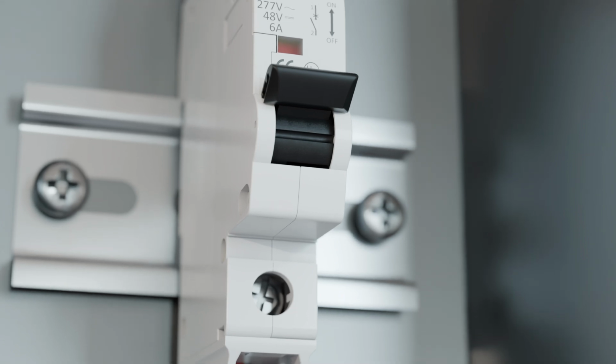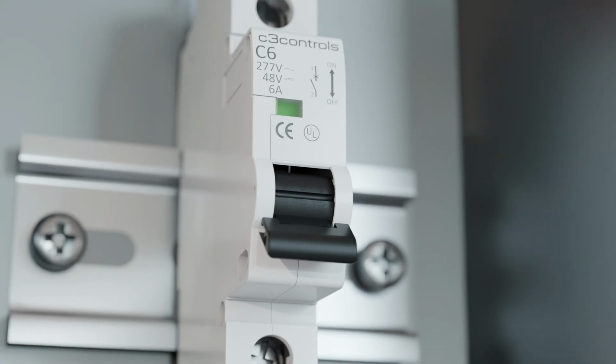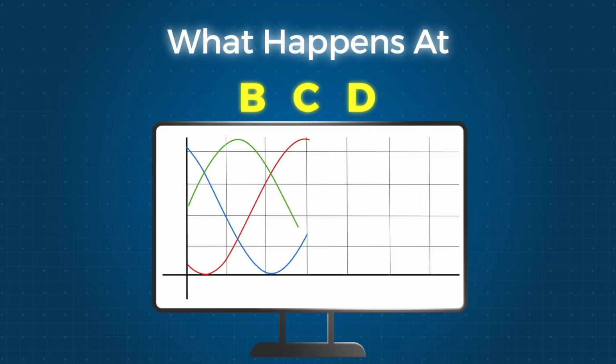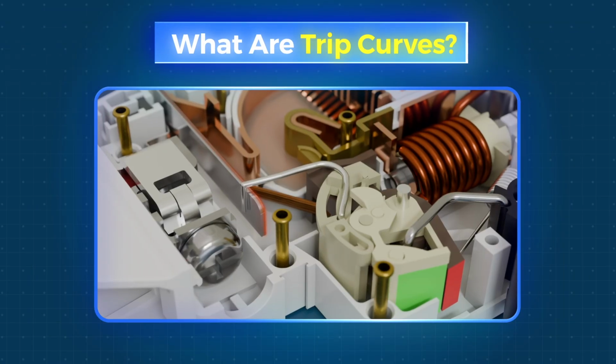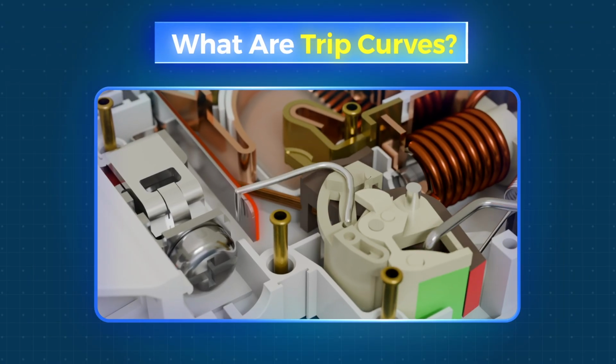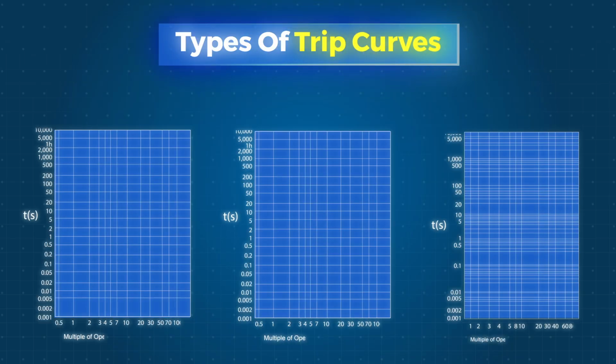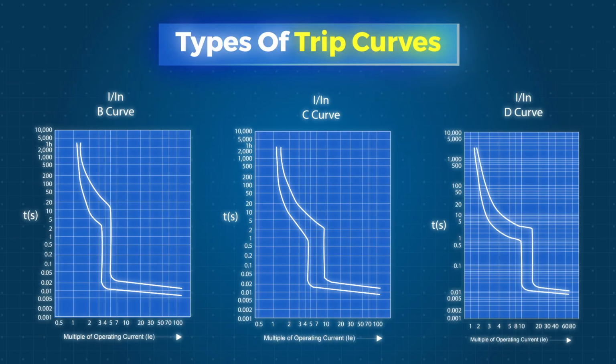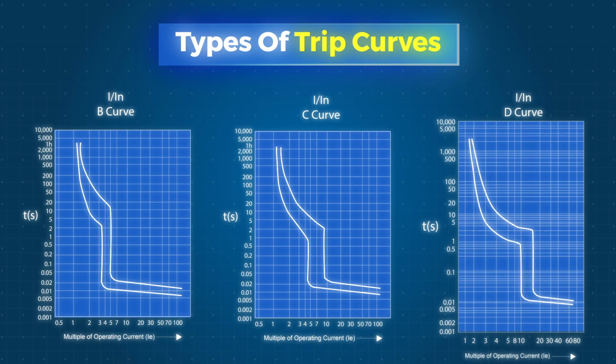Ever wonder why a circuit breaker trips instantly in one application, but not in another? Let's talk trip curves and how B, C, and D behave differently when the current spikes. Trip curves define how fast a miniature circuit breaker trips based on a given overcurrent level. The three most common are B, C, and D, each suited for different types of applications.